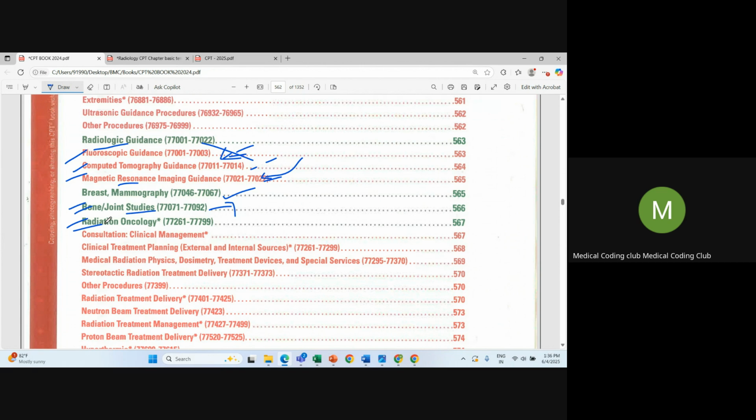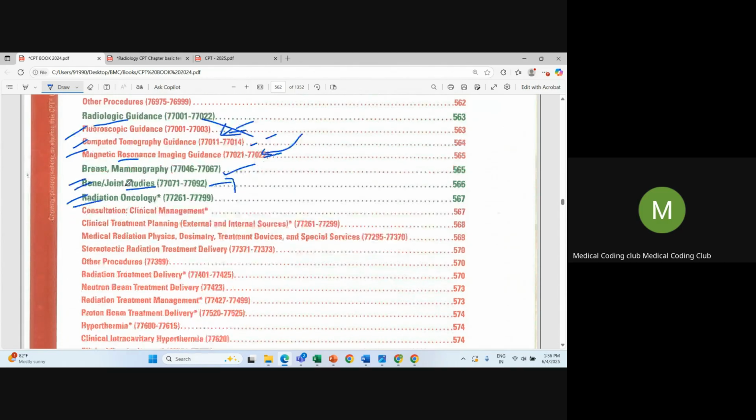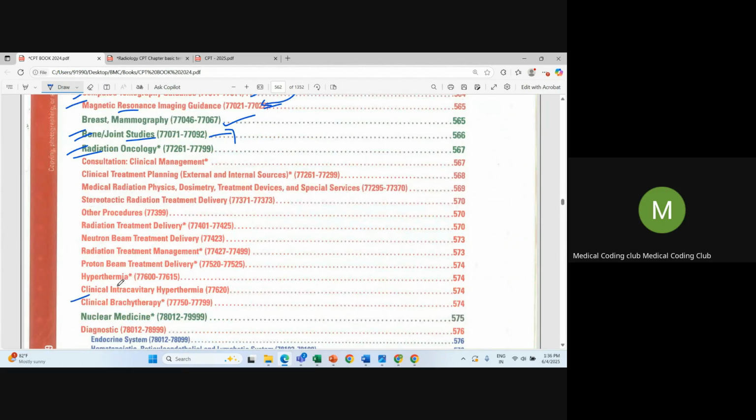Right, they'll be using SRS, stereotactic radiosurgery. In that SRS or simulation method, simple simulation or intermediate simulation. Okay, so treatment delivery, all of these things you can just see. Clinical brachytherapy, radiation treatment delivery, neutron beam treatment delivery. So all of these things you have to just go through. But in radiation oncology, the important things are SRS and clinical brachytherapy.